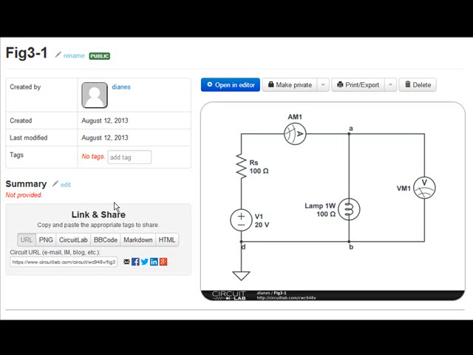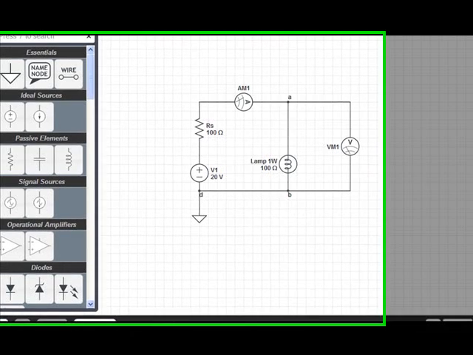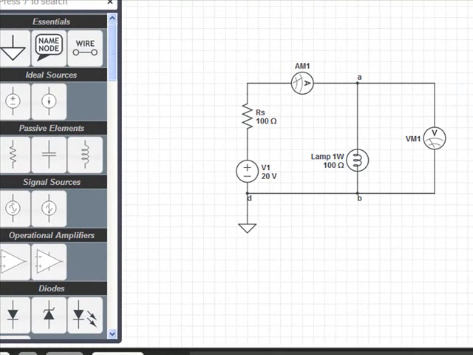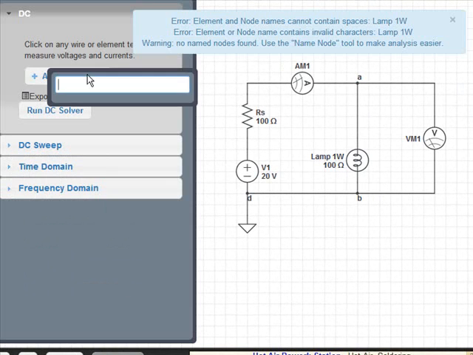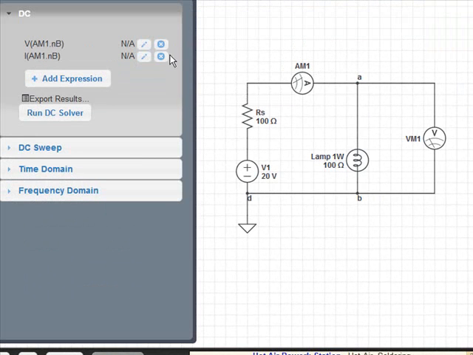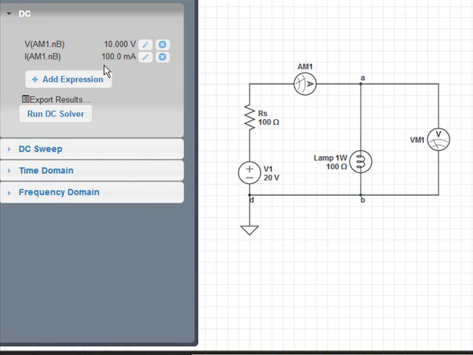Next we will begin Lab 3. Click on Figure 3-1, open in the editor, and here's the circuit. We need to click Simulate, add expressions, and go right next to the ammeter and run DC Solver. This will give me my voltage and current measurements that I want to put in for step 1. So VAB is 10 and the current is 100 milliamps.